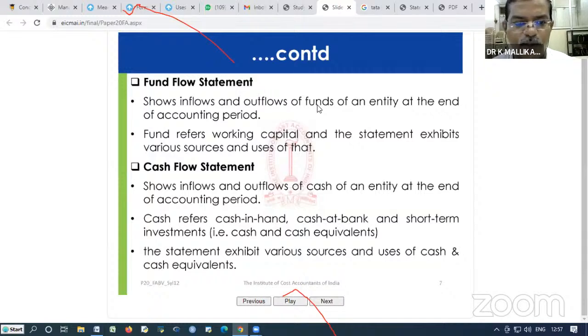Inflow and outflow. The cash flow statement shows the inflow of cash and outflow of cash of an entity at the end of the accounting period. Cash refers to cash in hand, cash at bank, short-term investments, and cash equivalents. These are called cash flow statements, which exhibit various sources and uses of funds.